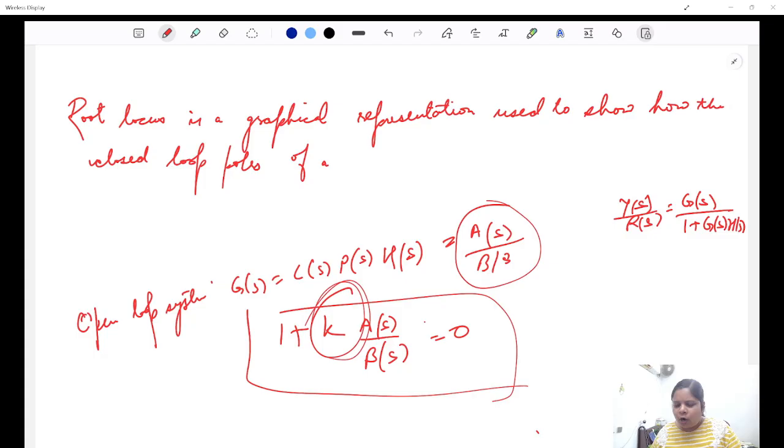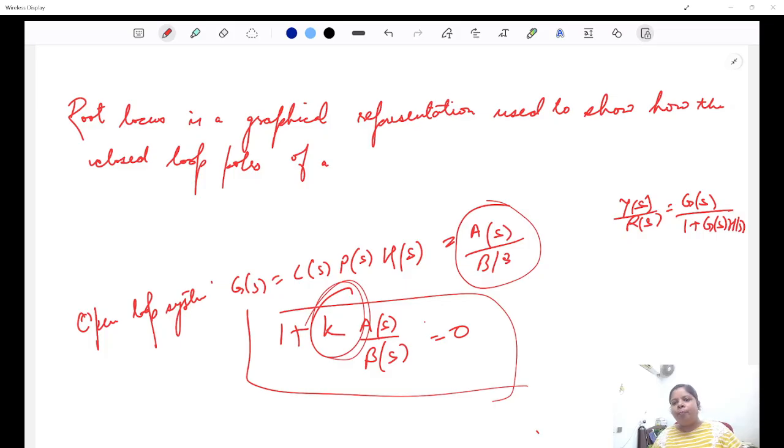Okay, so what I was saying, I was basically explaining root locus. We know very well that root locus is a graphical representation or a graphical method which is basically used to show how the closed loop poles of a system vary if a system parameter is changed, right? That is what we do. Last time, if you remember, we had done some questions for a negative feedback system with positive K.